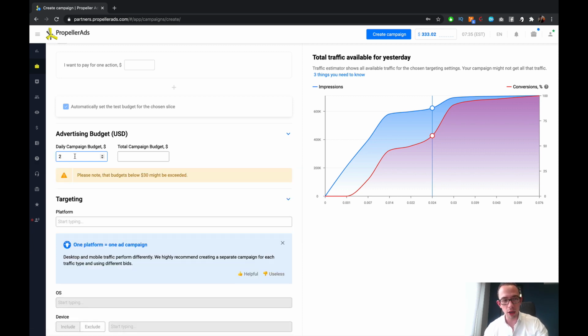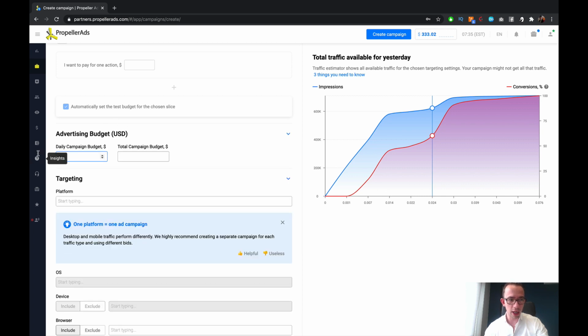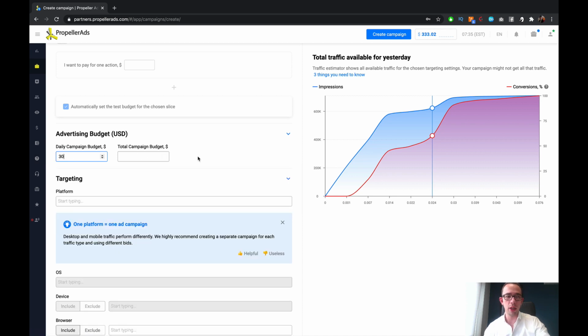The advertising budget, $30 a day. You can run on $20 a day, but if it's below $30 it might exceed, and you might spend 25, 26, 28. If you put in $10 a day or $5 a day, it's all possible, but it will say the 30 might be exceeded, so I like to do 30. And then you run it for 10 days, for example, $300, or you want to run it for 3 days, $90.